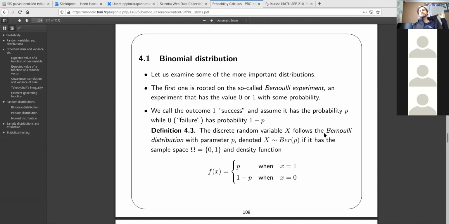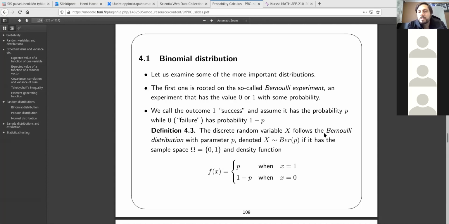The most important, not the most important, the simplest. Okay, let's say it this way. It's not necessarily the most important, but it's the most common experiment that we discuss. It's called the Bernoulli experiment. It's an experiment that has either a success or a failure. So it's basically a coin toss or some other thing that results in either a yes or a no, or a 0 or a 1. And we have some probability thereof.